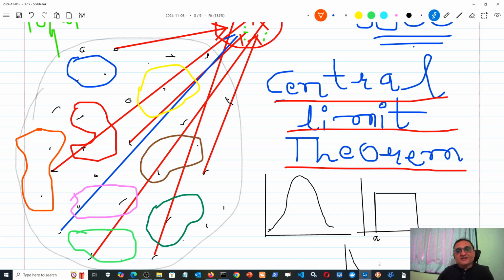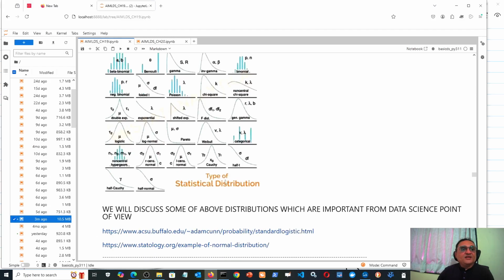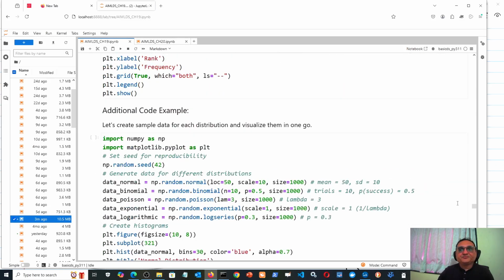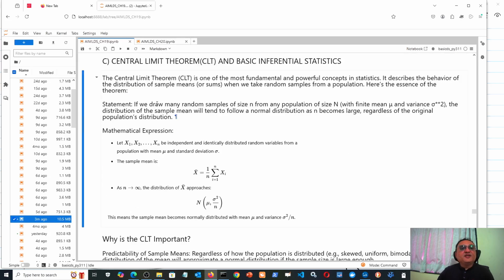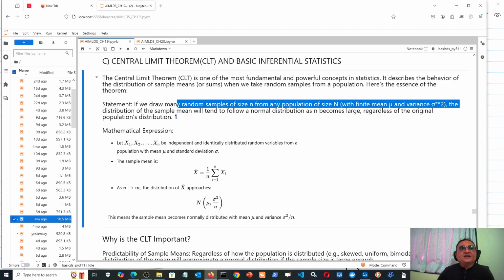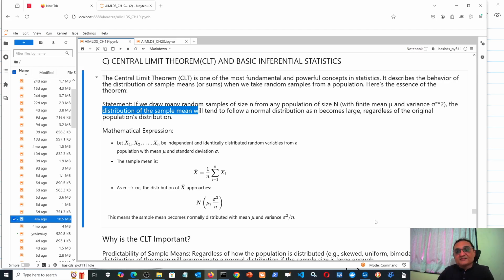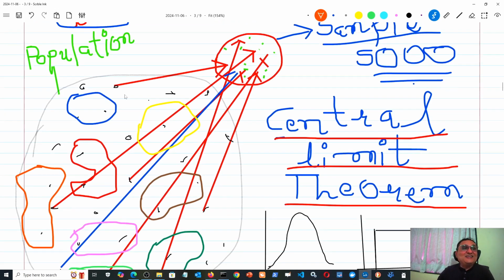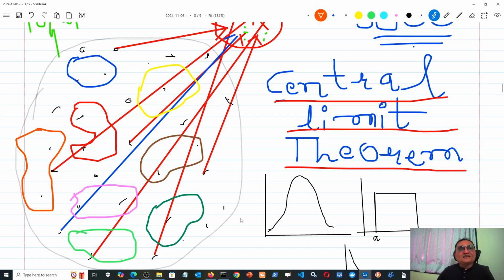So now read the statement. Some things at least will become clear. The statement of the central limit theorem says that if we draw many random samples of size small n from a population of size large N, each sample should have finite mean and variance, and similarly the population should also have some finite mean x bar and variance, say s square or sigma square, whatever symbol you are using for the population, then the distribution of sample means will tend to follow normal distribution. So remember, I am not saying that the data points inside each sample are normally distributed.